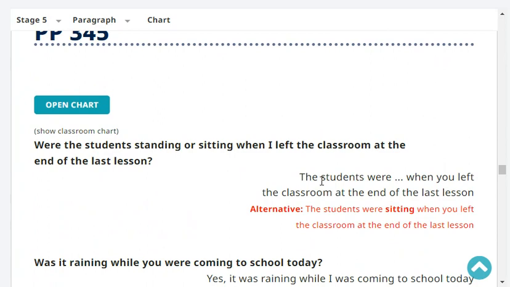Were the students standing or sitting when I left the classroom at the end of the last lesson? The students were sitting when you left the classroom at the end of the last lesson.